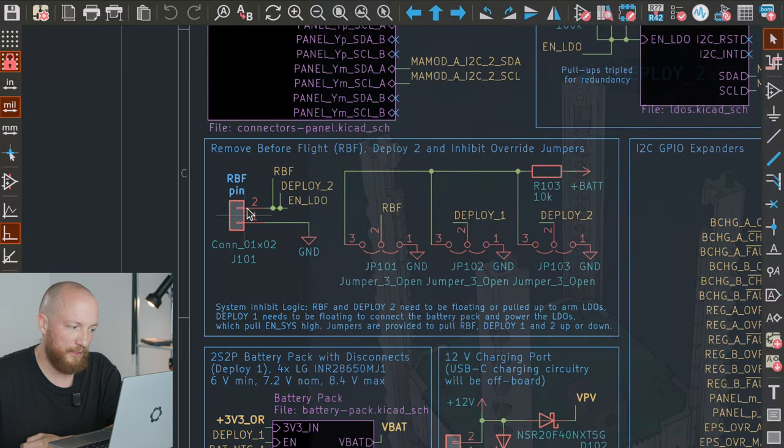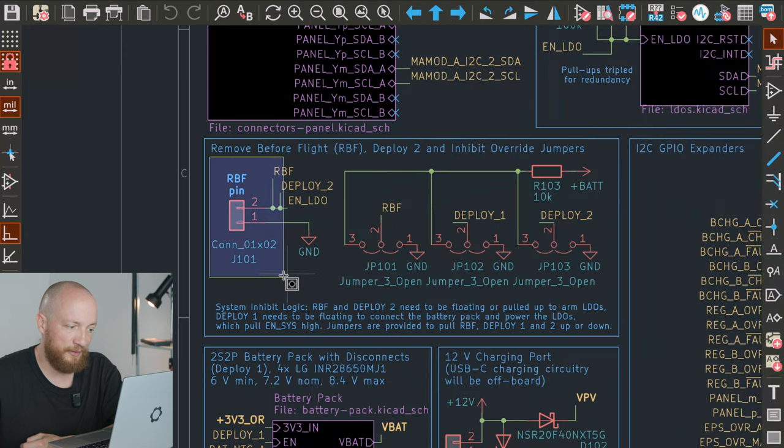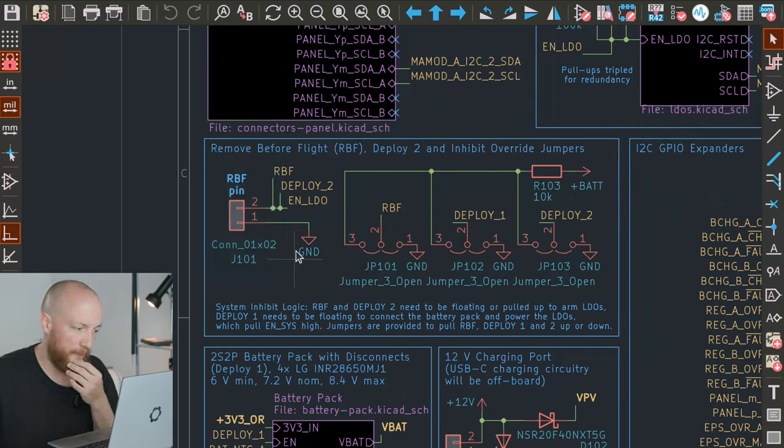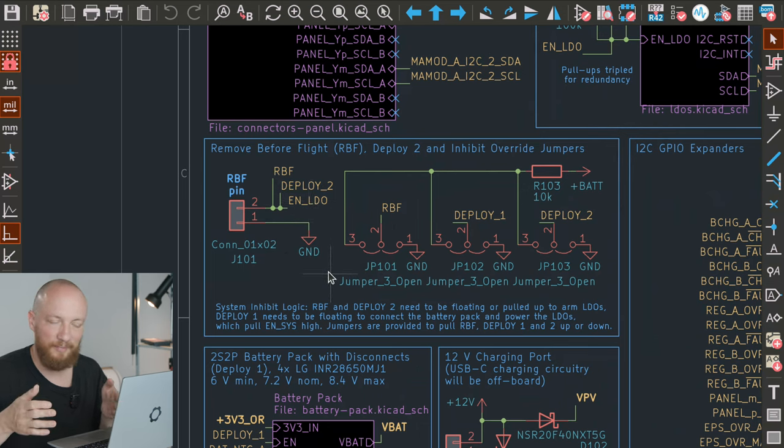So let's look at the RBF pin. Physically, right now, it's just a jumper on the edge of the board that gets pulled. As long as it's applied, the RBF net is pulled to ground, and if the jumper is pulled, the RBF net is floating. Deploy 2 is actually linked to the RBF pin, so that's basically a redundancy for the RBF pin that has the same effects as if the RBF pin were applied.